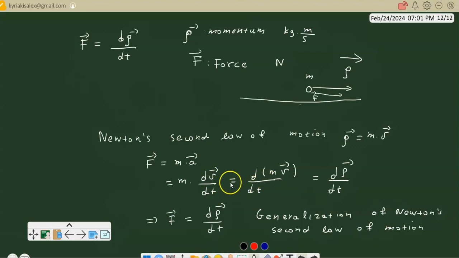From the properties of the derivative, you have a scalar, m, which remains constant, does not depend on time. So you can write the derivative of m times v. So m times v, this product is, by definition, the momentum. So we deduce that the force is the derivative of the momentum with respect to time. And this is a generalization of Newton's second law of motion. Of course, acceleration and velocity look at the same direction as the momentum and the force.